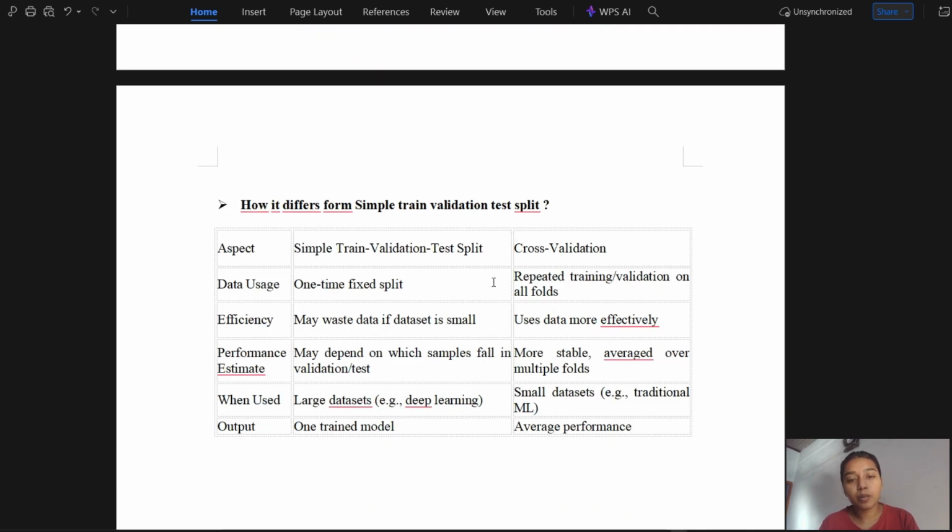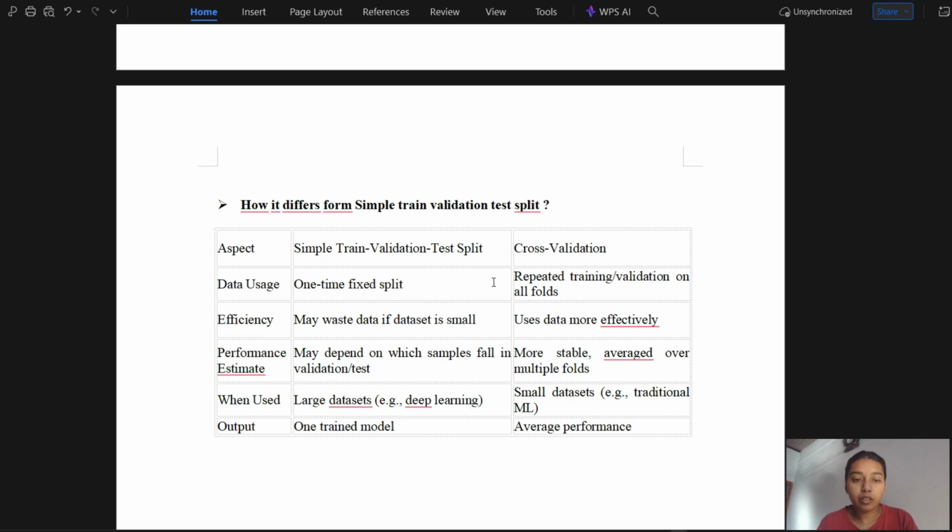How it differs from the simple train validation test split. The first is data usage. A simple train validation test split uses a one-time fixed split, whereas cross-validation repeats training and validation on all folds. Efficiency. A simple train validation test split may waste data if the data set is small. Cross-validation uses data more efficiently.